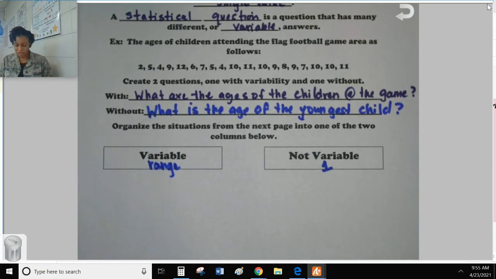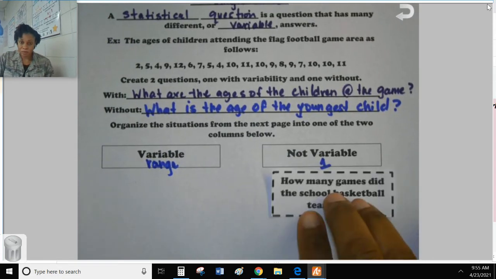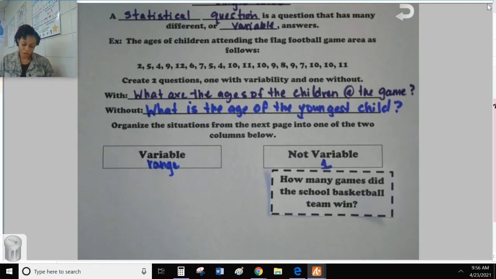My first question says, how many games did the school basketball team win? Will I get a range of answers or will I get one? The school basketball team won 5 games. That is not variable, okay? You're only going to get one answer.